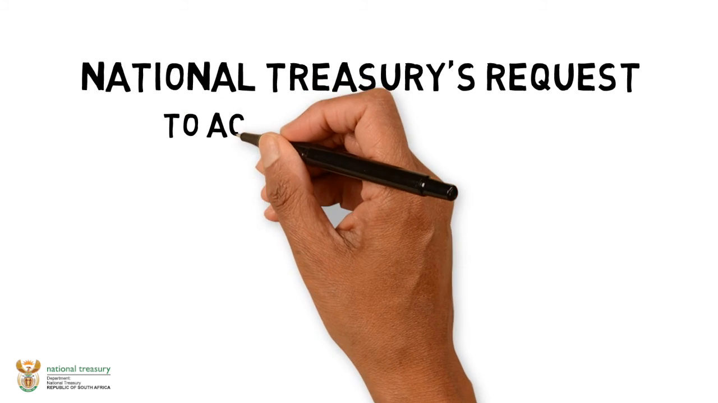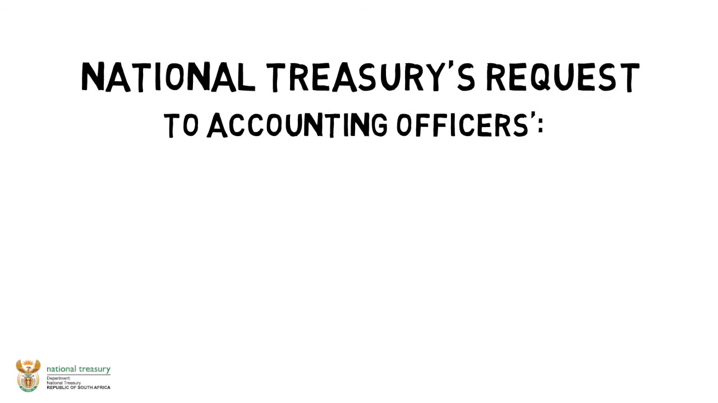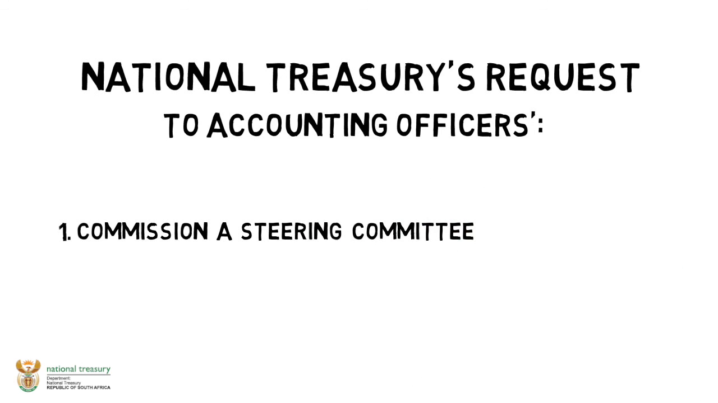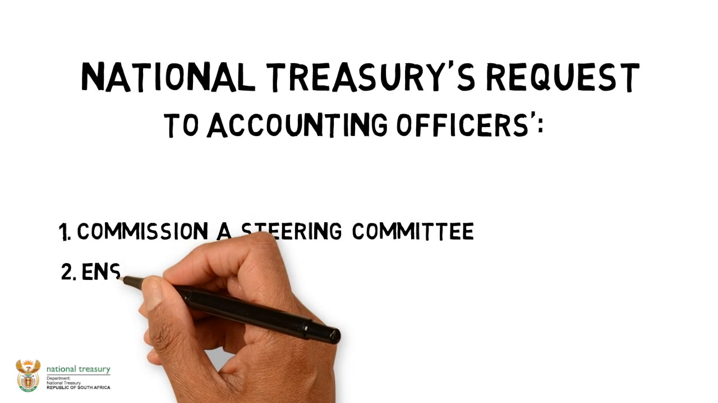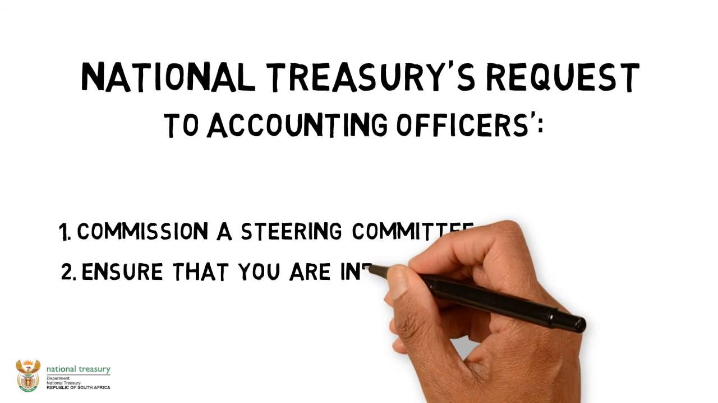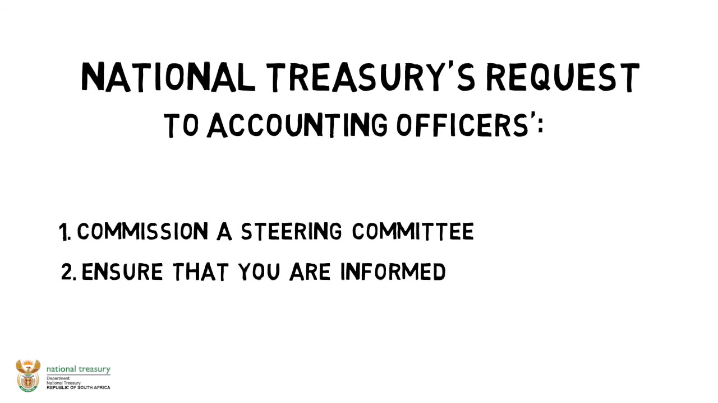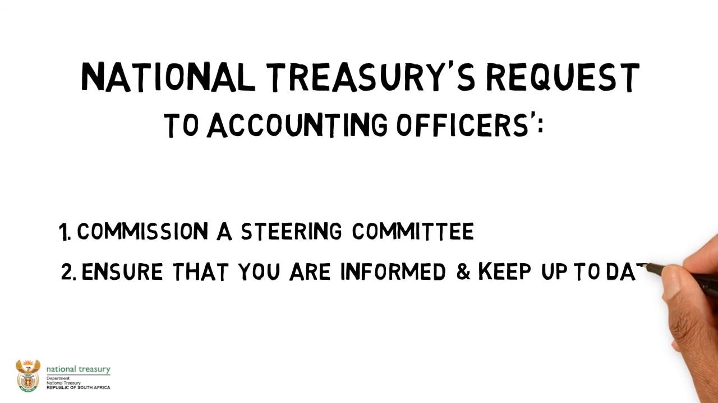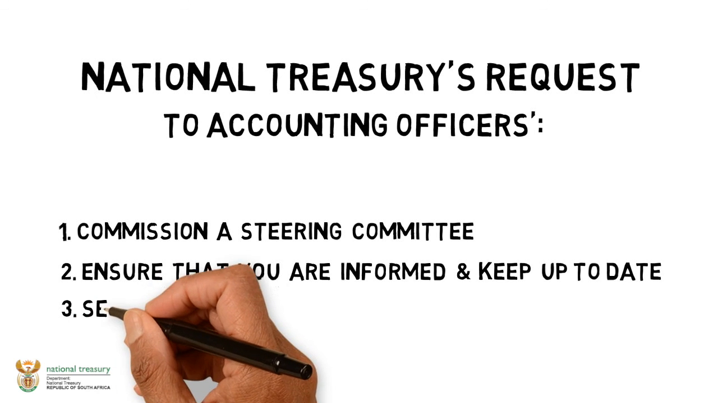To recap, National Treasury's request to accounting officers is very clear. 1. Commission a steering committee. This committee must ensure that the regulation is adhered to by the 1st of July 2017, which would require full implementation of the mSCOA classification framework. 2. Ensure you are informed of the piloting process as per Project Phase 4 as commissioned by National Treasury, and keep up to date with communications such as MFMA mSCOA circulars.